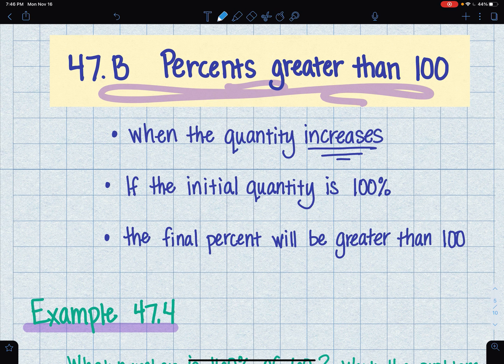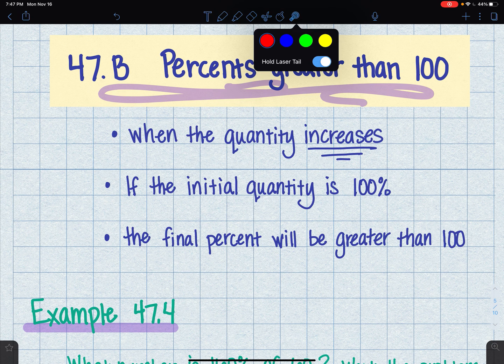These are the types of problems you have when the quantity increases. And this is super important for you to learn because in the future when you have lots of money, you might be making investments and you might learn that your investment, or that the money you had, increased by 150%. So that's important for you to be able to do these problems correctly.